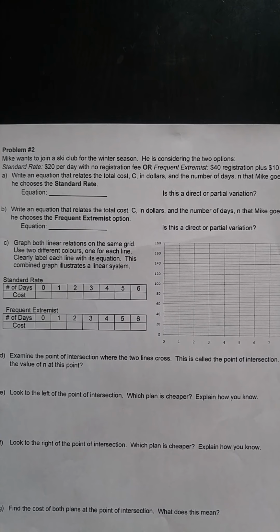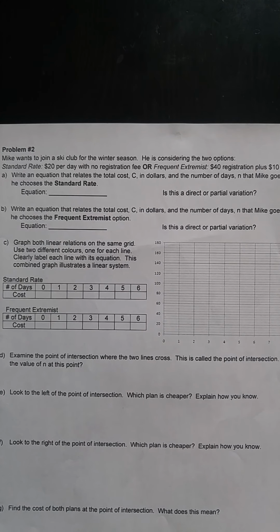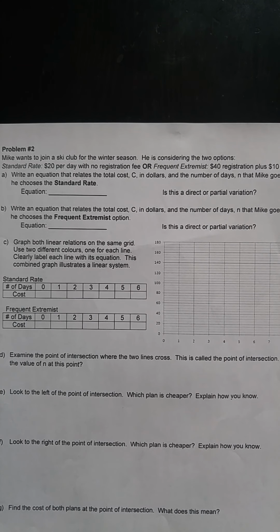Problem 2, Mike wants to join a ski club for the winter season. He is considering 2 options. Okay, he gives 2 rates. There's a standard rate, which is $20 per day, or the frequent extreme is $40 registration plus $10 per day. So we have to write an equation for both.